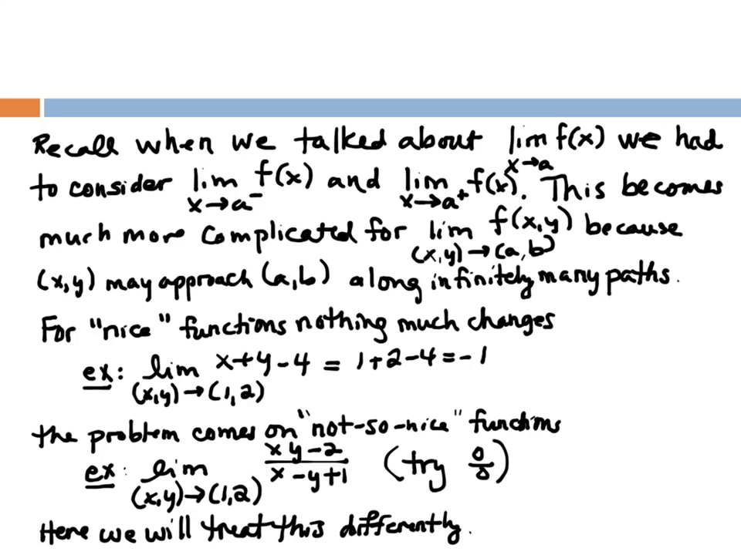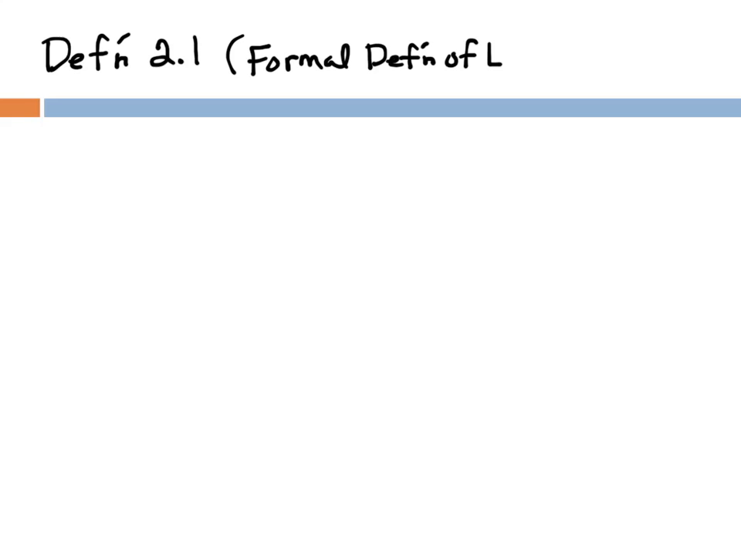The first thing I want to show you is something that you have seen a version of before. So does everybody have everything on the screen written down? Are we good to continue? Okay. This is something that you absolutely loved when you saw it before. I know you did. It's definition 2.1, and it's actually the formal definition of limit.